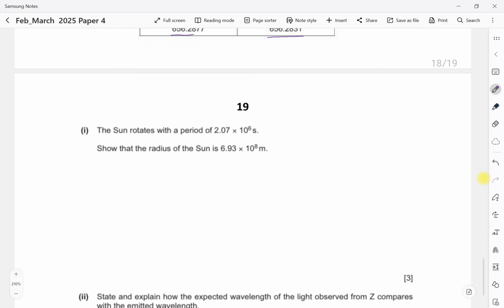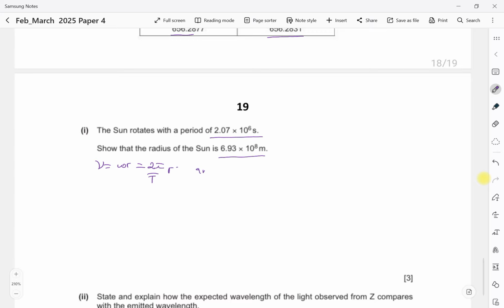Okay. The sun rotates with a period of 2.07 times 10 to the power of 6 seconds. Show that the radius of the sun is 6.93 times 10 to the power of 8 meters. So they have given us the period. We know that V equals omega times R, and omega is 2 pi divided by period, then this times R.